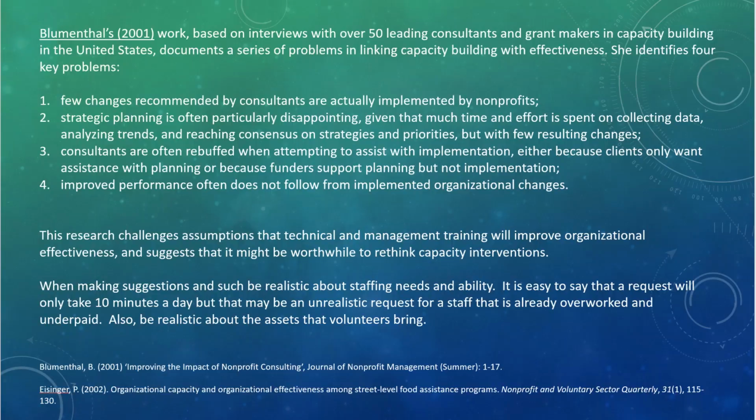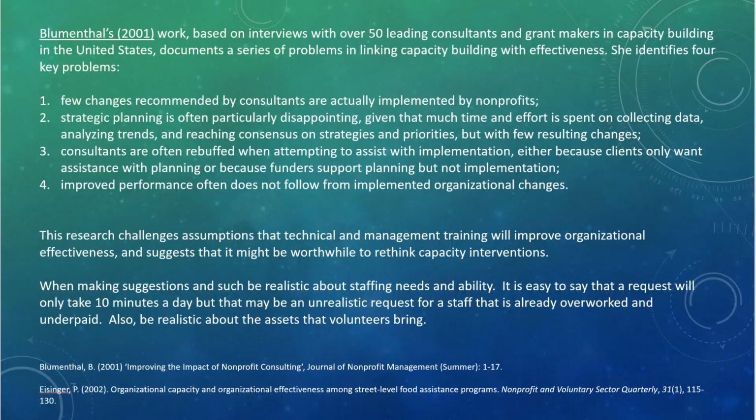Another issue was that strategic planning was often disappointing, given the time and the effort it took to collect the data and analyze the trends, but few results were changed. Basically this again points to the fact that a few people decided this was really important, and so they spent a lot of time gathering all this data, but again, no results. It was basically just a waste of time. And consultants are often rebuffed when attempting to assist with implementation, either because clients only want assistance with planning or because funders support planning but not implementation.